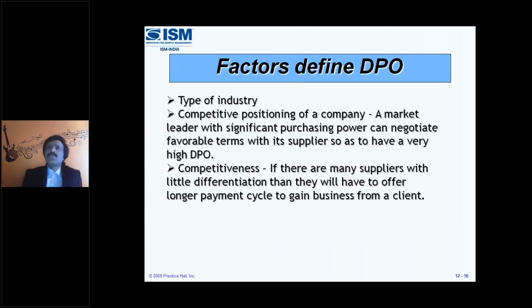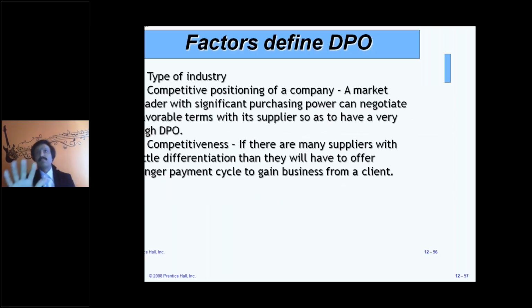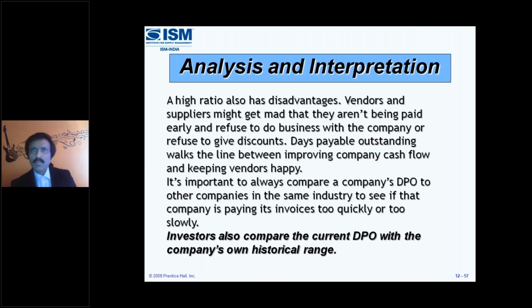See the factors: the type of industry you are in, your competitive positioning. If you have huge buying power, you can negotiate good terms with your suppliers. If there are many suppliers and limited buyers, obviously there also you can influence the payment terms, but those payment terms need to be wisely worked out. Because if the ratio is high, suppose you are successful in going from 30 DPO to 90 DPO, probably the suppliers may start feeling that they are supplying the material but not getting payment. The stage will come when the supplier will start losing interest and start diverting its resources to some other businesses, some other customers.